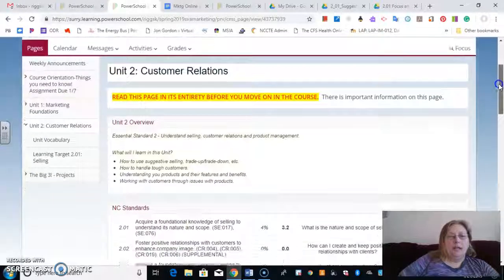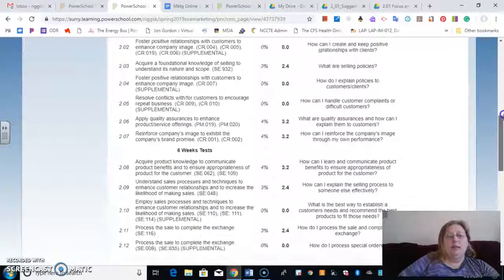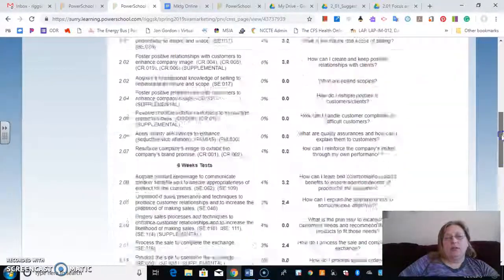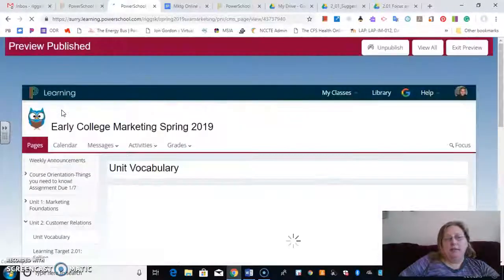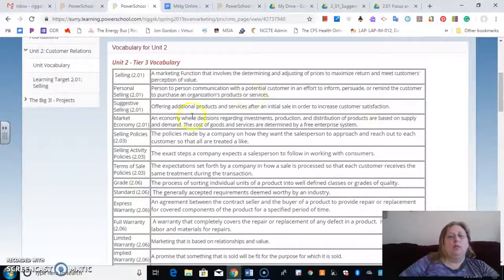Alright, so then you have the overview of all of Unit 2, and notice Unit 2 is pretty big. I'll give you your first big test halfway through Unit 2. It is so large. It's our largest unit. So you have your unit vocabulary here, and it's broken down. Don't go writing all this down. When you work on 2.01, look at the 2.01 and the different tiers here.